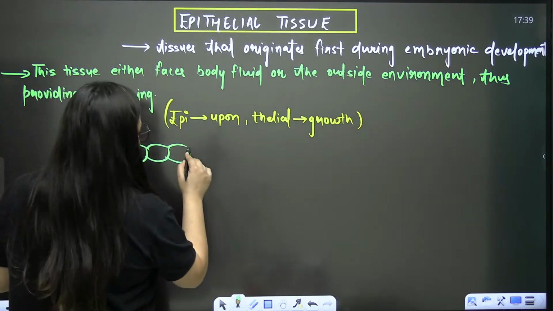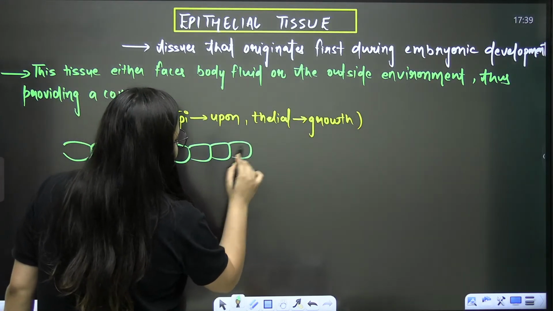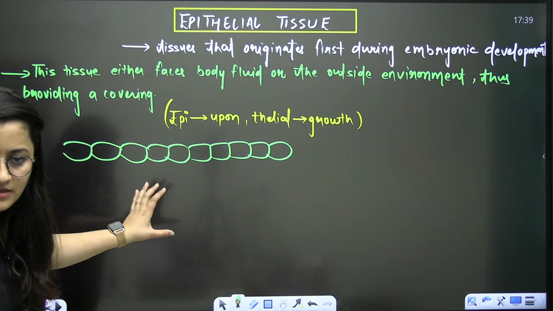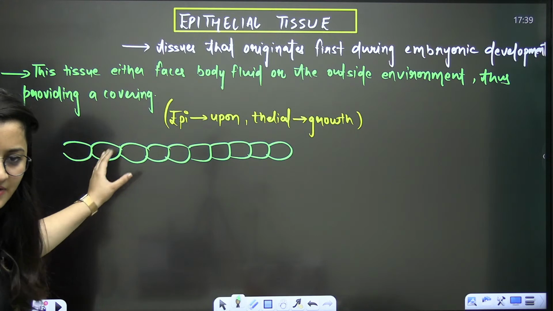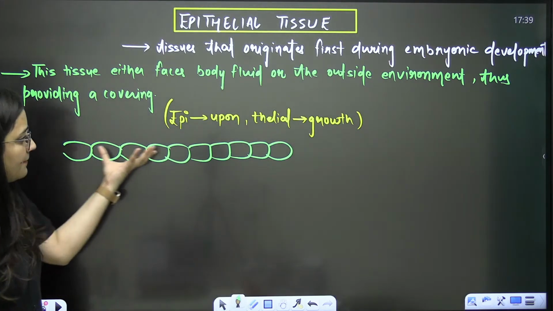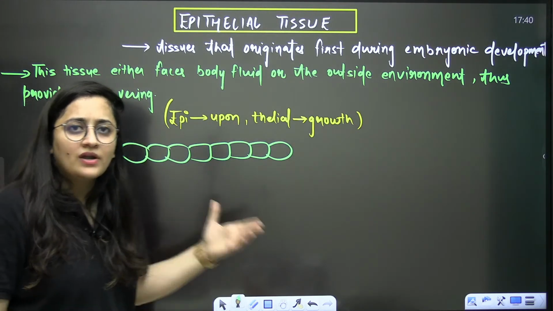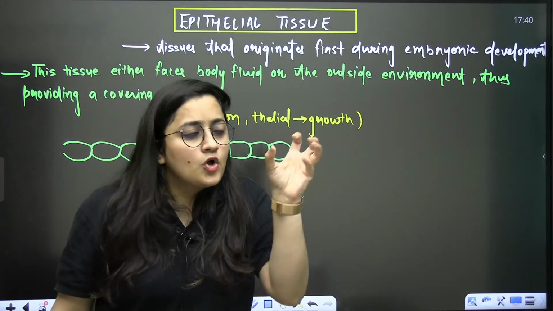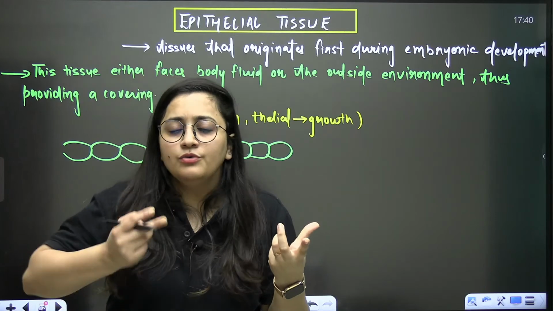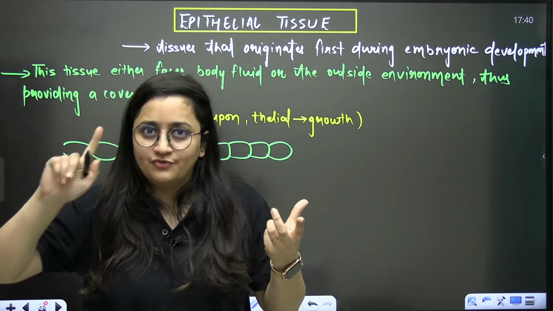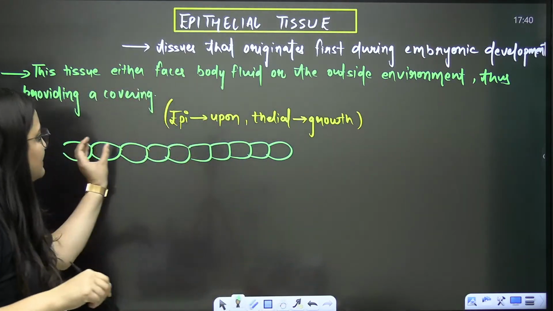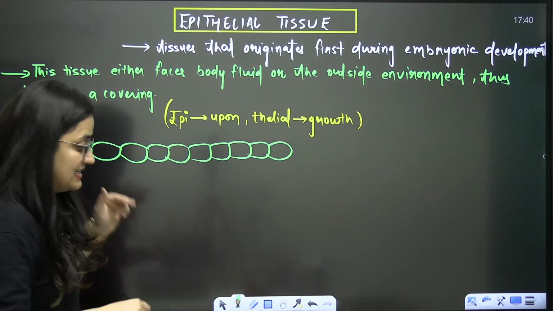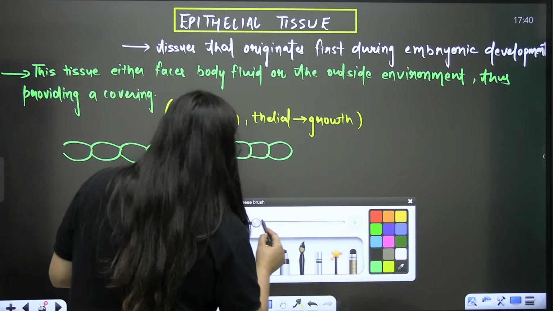Let me show you with the help of a diagram. Just to make this part clear, that is why I'm drawing it like this. As I said, in the epithelial tissue we will observe proper, compact layers. You are not going to see such things in other tissues. First point: the cells are compactly arranged with no or few intercellular spaces.